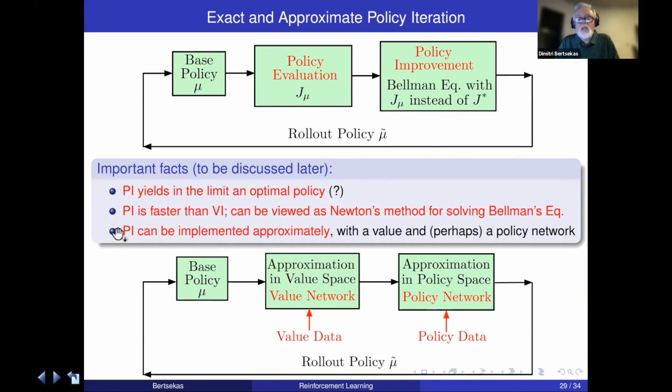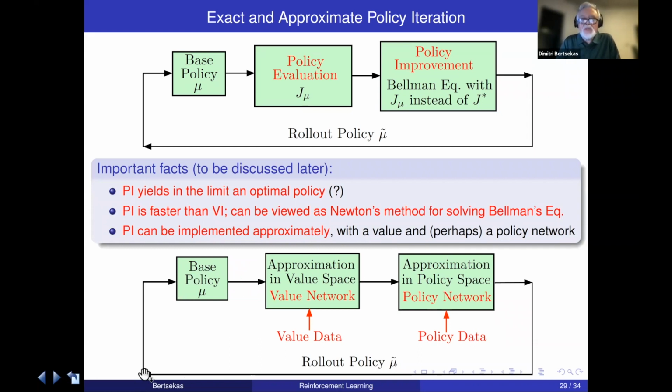The third point I want to make is that policy iteration can be implemented approximately. There are many different implementations, and these approximate policy iteration methods are very central to reinforcement learning. I mentioned earlier that AlphaZero and TD Gammon use forms of approximate policy iteration. This implementation can be done using a value network and also perhaps in some cases a policy network. You may recall that AlphaZero uses both a value network and a policy network. TD Gammon uses only a value network.